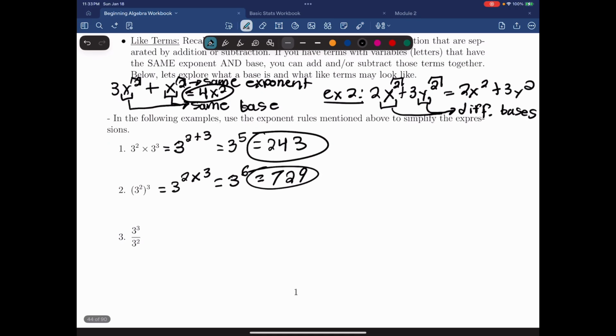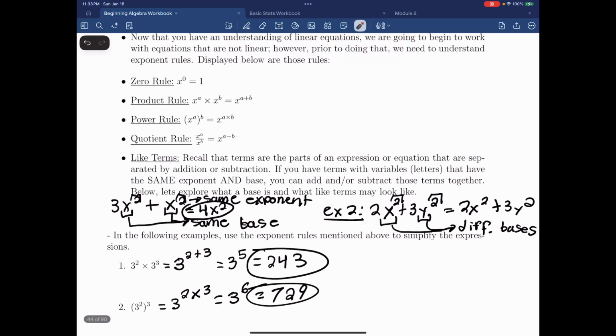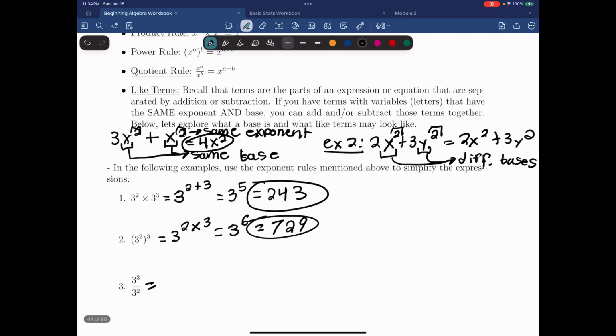Looking at example 3, we have 3 cubed divided by 3 squared. Now looking at our exponent rules, I'm going to use the quotient rule here because we have the same base being divided with 2 separate exponents. So let's do that. So we're going to have 3 raised to 3 minus 2.